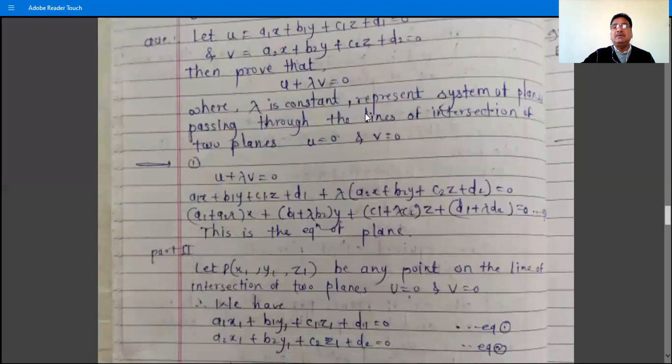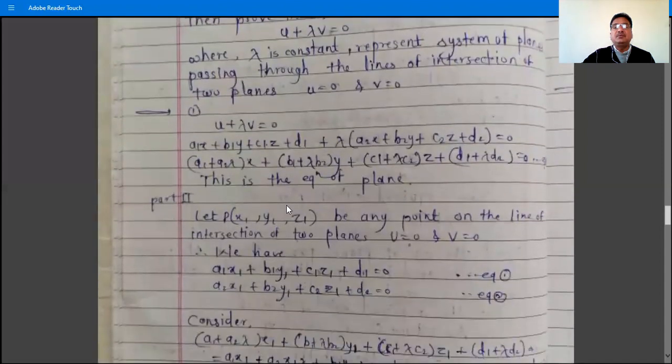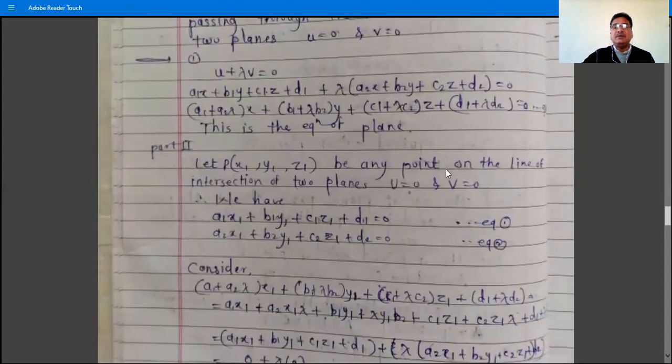So if we take the theorem as an if and only if type, then this is the first part. Then the second part, we have to prove. Let P(x1, y1, z1) be any point on the line of intersection of the two planes U = 0 and V = 0.